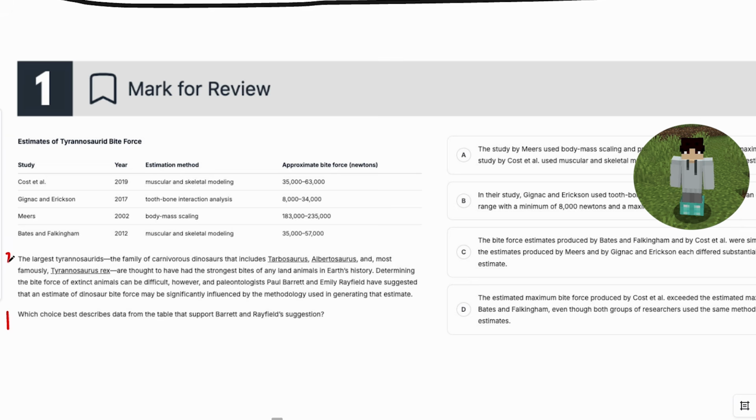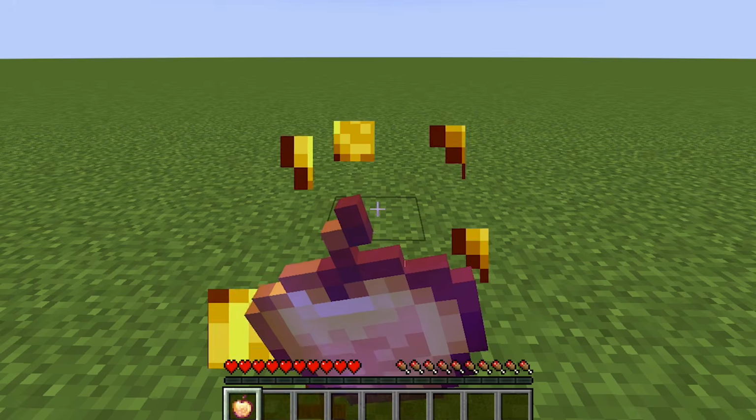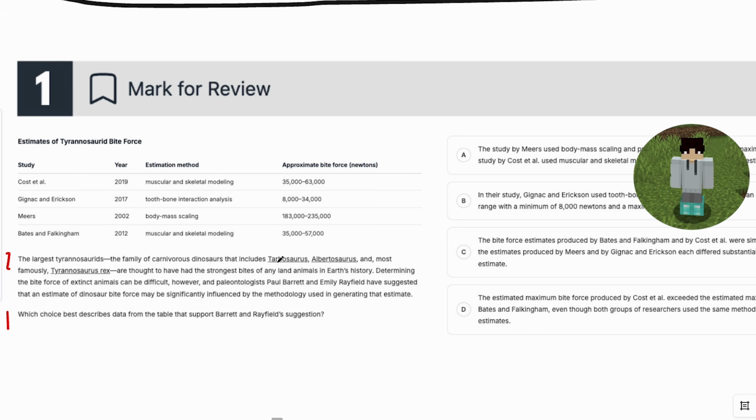The large Tyrannosaurids, the family of carnivorous dinosaurs that includes, I'm not going to try to pronounce any of this, are thought to have the strongest bites of any land animals in Earth's history. So these T-Rex type things bite really hard. Determining the bite force of extinct animals can be difficult, however, and paleontologists Paul Barrett and Emily Rayfield have suggested that an estimate of dinosaur bite force may be significantly influenced by the methodology used in generating that estimate.